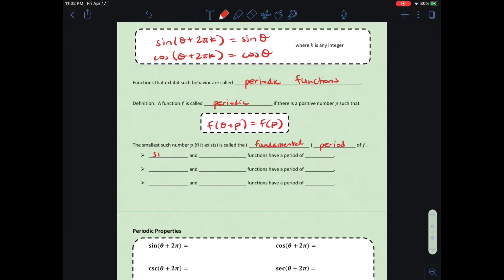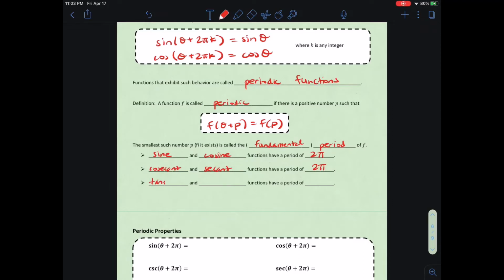And so when we look at the sine and cosine functions, the period for those two functions will be 2 pi. And because sine and cosine have a period of 2 pi, it readily follows that cosecant and secant will also have a period of 2 pi, because cosecant is a reciprocal of sine and secant is a reciprocal of cosine. And so the values of sine and cosine will pretty much correspond with the values of cosecant and secant, right? And so they will also repeat every 2 pi.